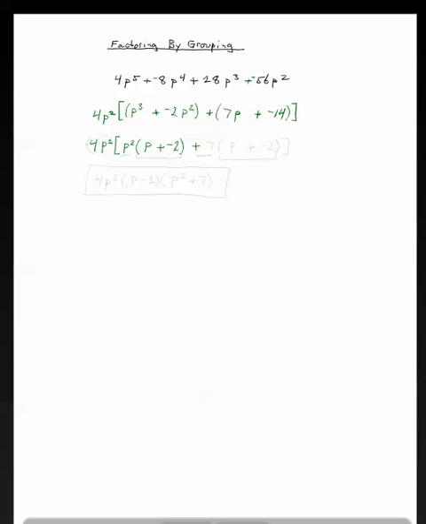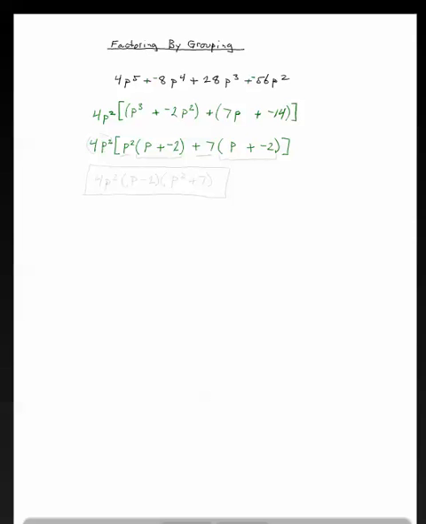Now I'm moving on to the second binomial, 7p plus -14. And I can see that the greatest common factor there is 7. So I factor out the 7, and then 7 times p gives me 7p, plus 7 times -2 gives me -14. Then I check to make sure that I have the same thing in both sets of parentheses. So I have p plus -2 in the first set of parentheses, and p plus -2 in the second set. That's a common binomial factor.